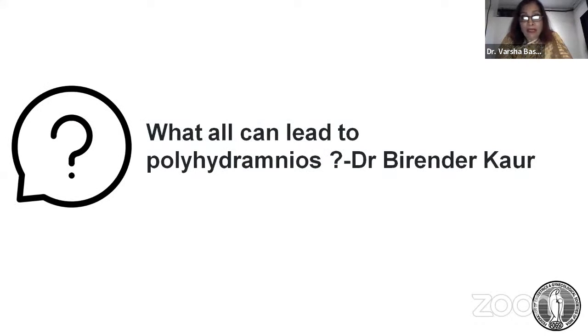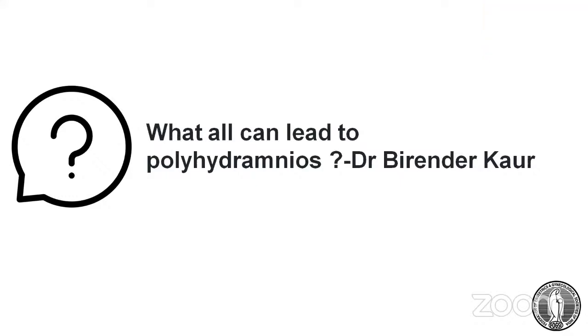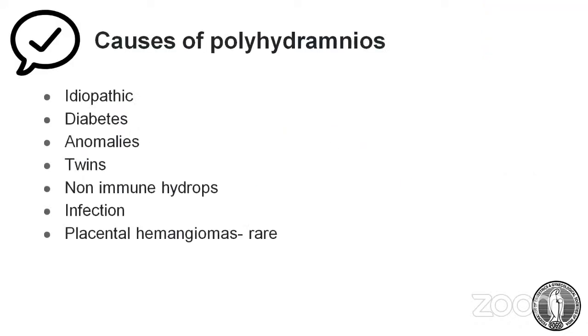If time permits, Dr. Virinder Kaur, what can lead to polyhydramnios? Yes, that has been beautifully elaborated by Dr. Pai. He has given all the causes of polyhydramnios: maternal causes, fetal causes, placental causes, infections. Like he said, 30 to 40% are idiopathic, not known. Then maternal causes are mainly diabetes mellitus, renal and cardiac causes, and fetal anomalies.